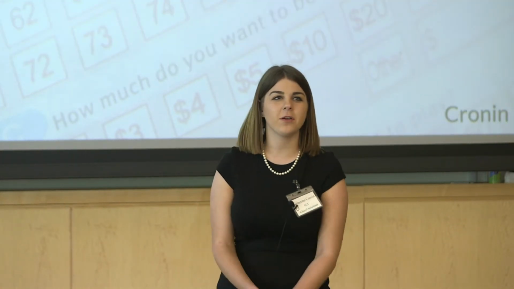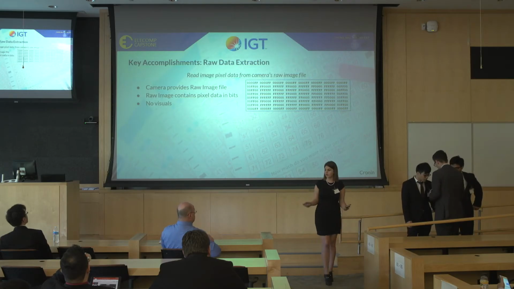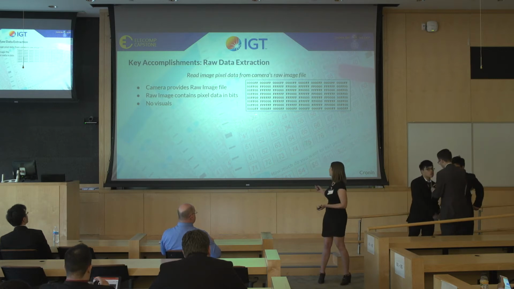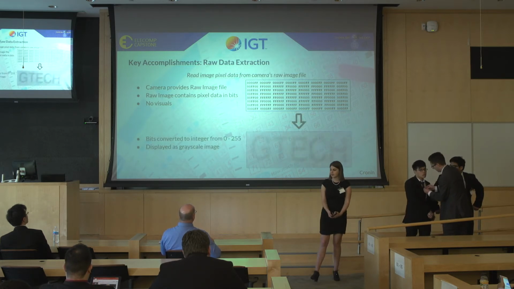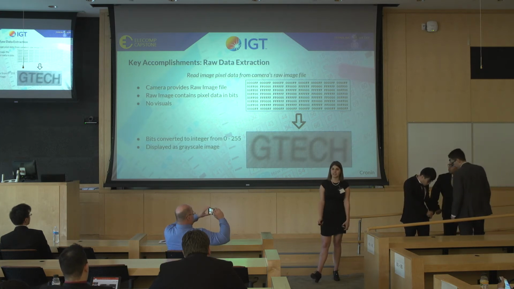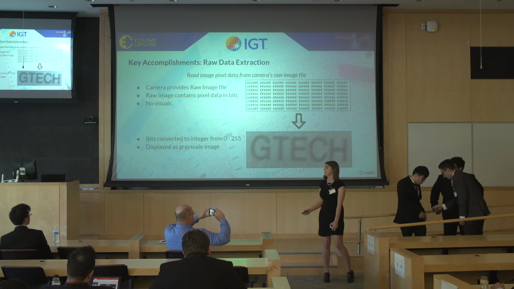So last semester, one of our main accomplishments was the raw data extraction. The camera provides a raw image file, and the raw image file contains pixel data in bits, as seen above. The bits are then converted to integer values from 0 to 255, and it's displayed as a grayscale image, as seen in the bottom right.